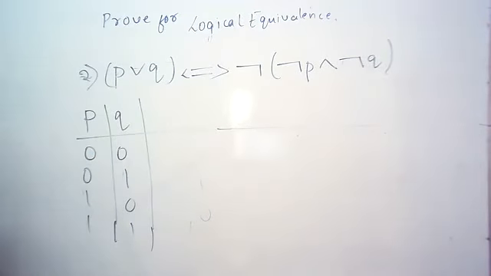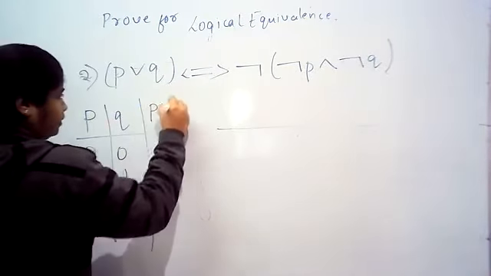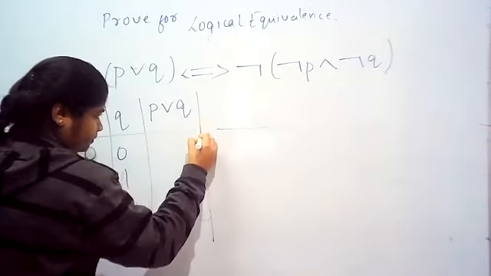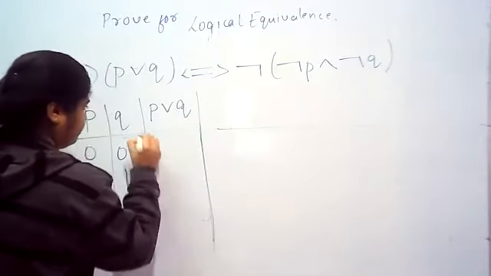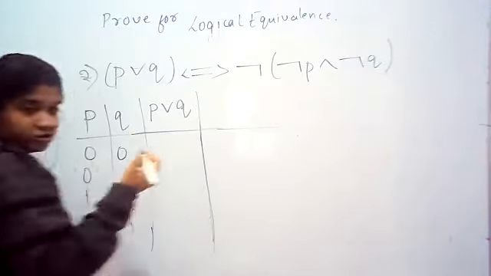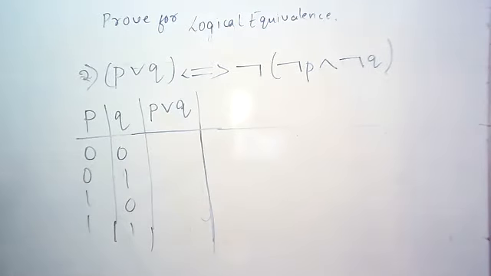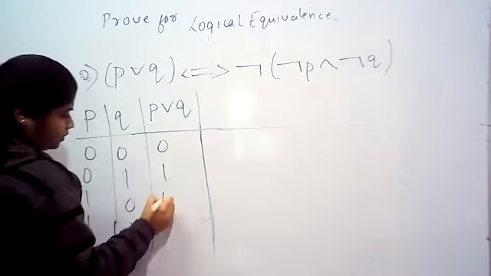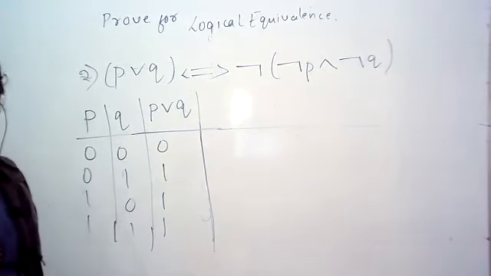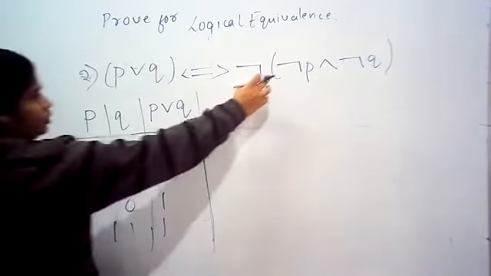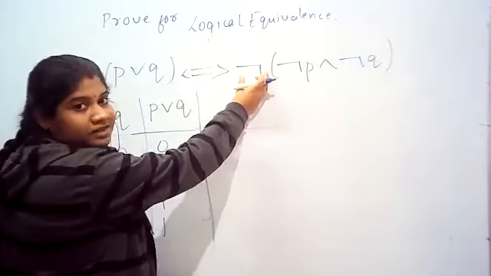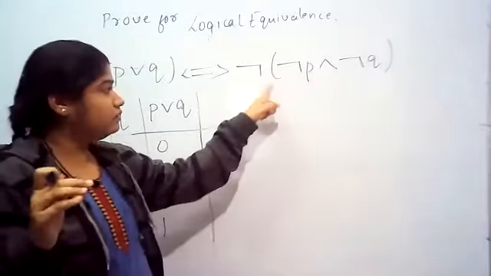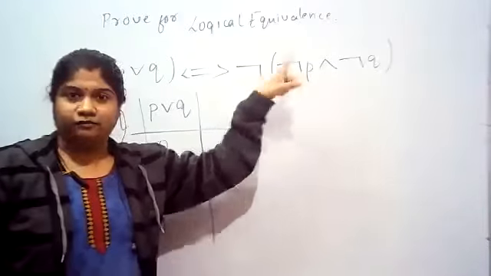P disjunction Q, it is not conjunction, it is P disjunction Q, it is 0 1 1 1. Directly you can write this P disjunction Q. Now I will go with the RHS. First I'll solve the inner bracket, whatever is there in the inner bracket, then I will negate the result.